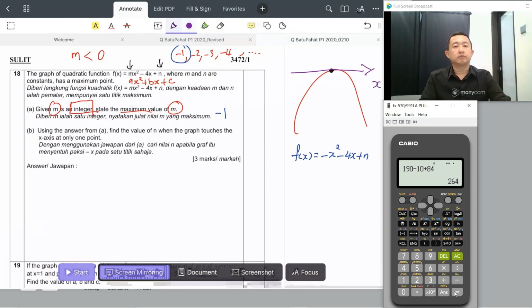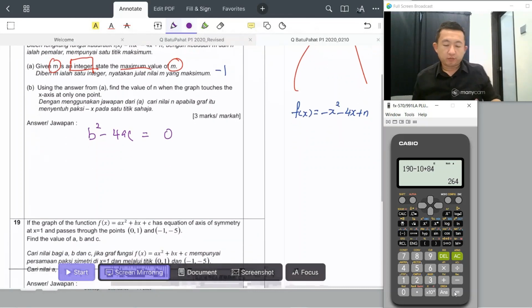Meaning, what? Which one do we use? At one point. Anyone? Do you remember? b squared minus 4ac equals 0.